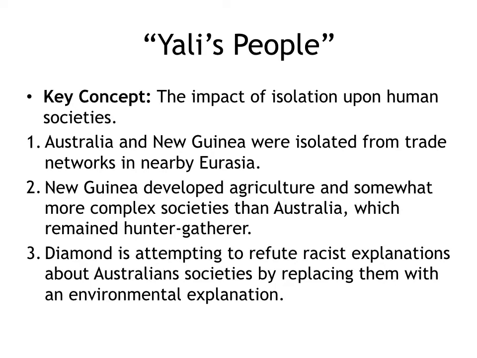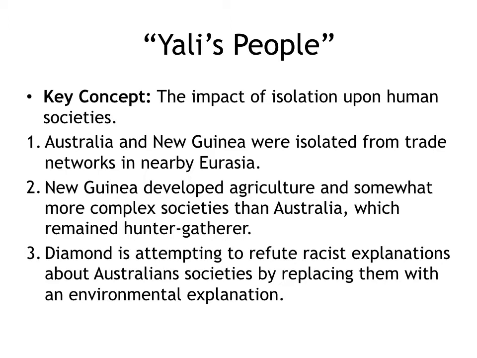Yawley's People is a really key reading in certain ways in that it pushes us back to the very beginning of the year when we were talking about the origins of agriculture in the world and the switch from hunter-gatherer lifestyles to agricultural lifestyles. And the key piece of this is that you can almost do a study in how agriculture gets passed from society to society by looking at what transpired in New Guinea and Australia.